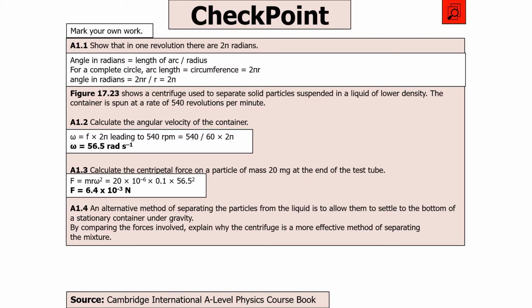Now the next one, you can do this by looking at the value of the forces. The weight of the object, which is the separation due to gravity, is going to be equal to 20 times 10 to the minus 6 there, times by 10, so therefore it's going to be 0.2 times 10 to the minus 3, which is much less than the required centripetal force.